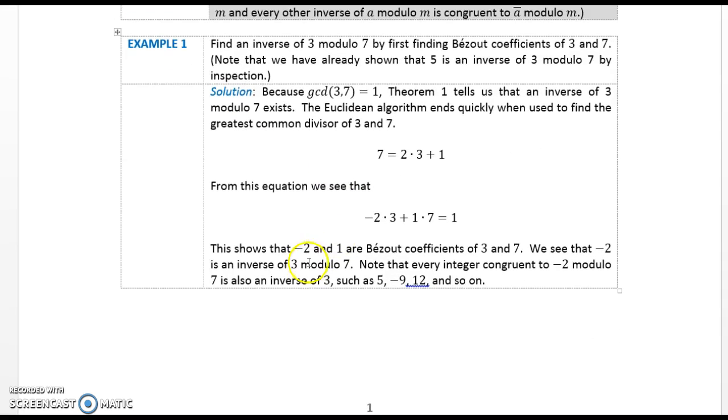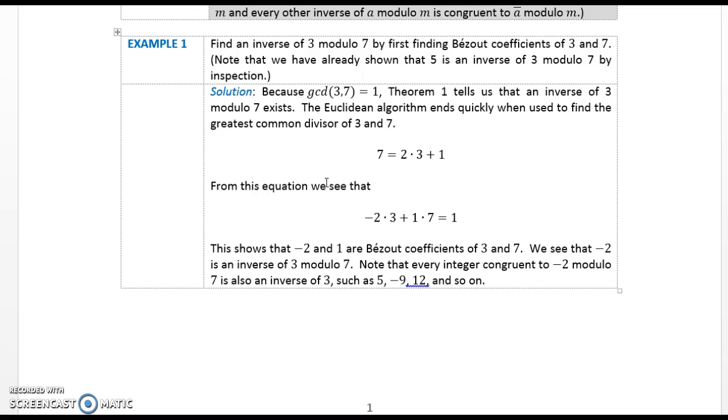Example 1. Find an inverse of 3 modulo 7 by first finding Bezout coefficients of 3 and 7. Note that we have already shown that 5 is an inverse of 3 modulo 7 by inspection. Because the GCD of 3 and 7 is 1, Theorem 1 tells us that an inverse of 3 modulo 7 exists. The Euclidean algorithm ends quickly when used to find the greatest common divisor of 3 and 7.